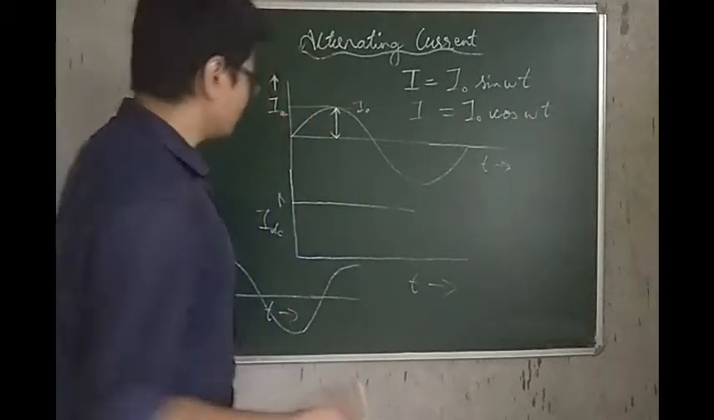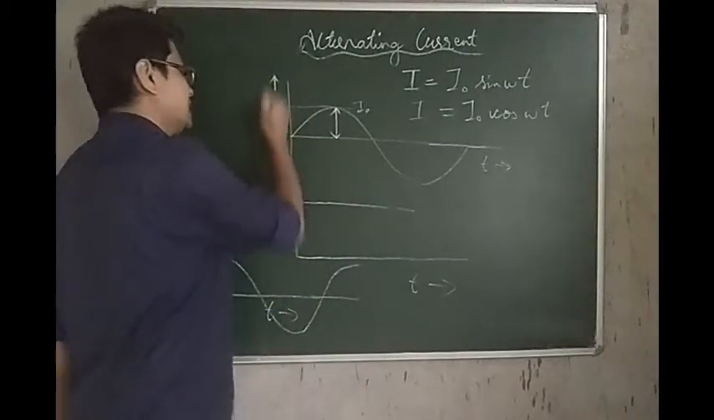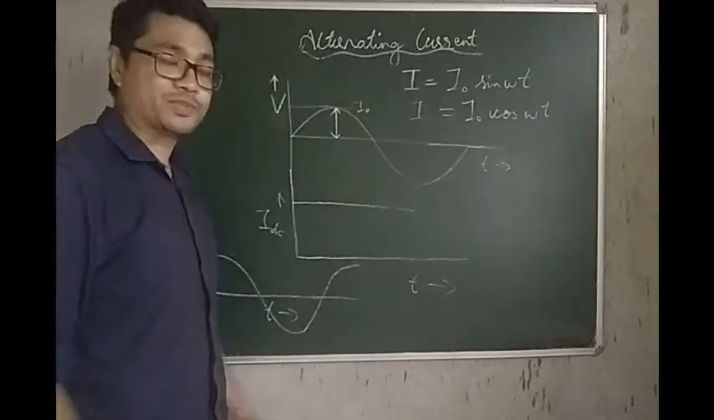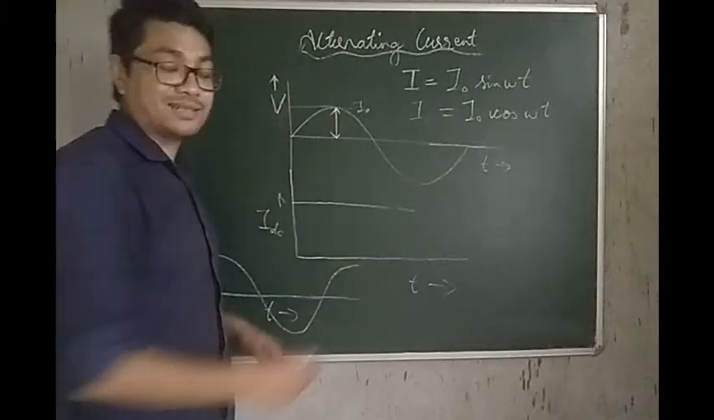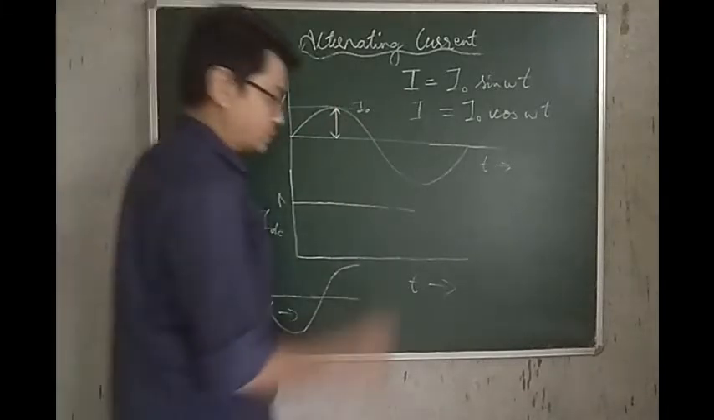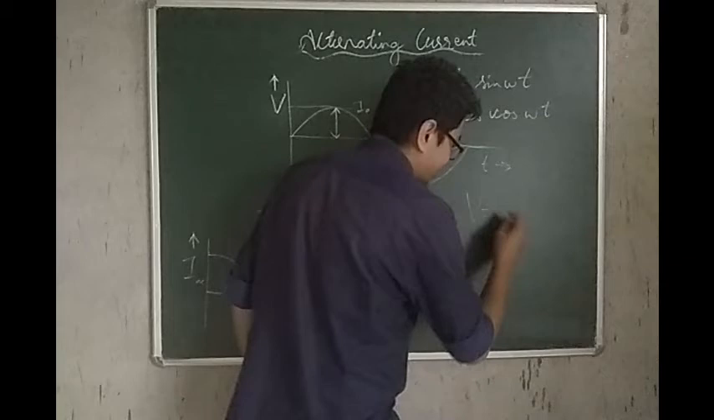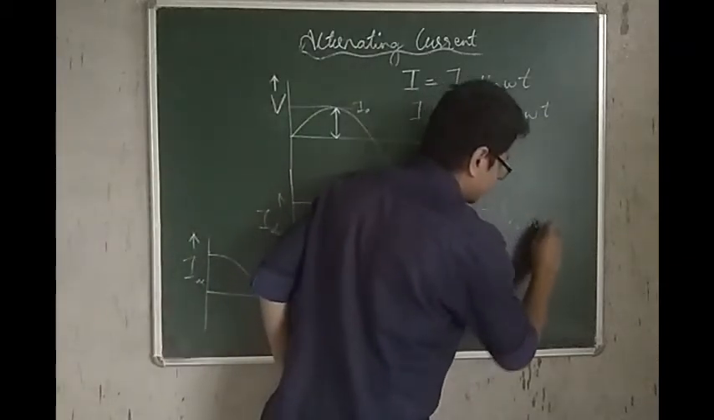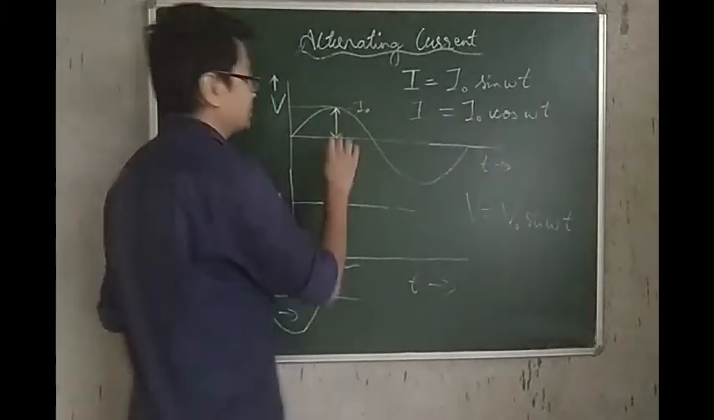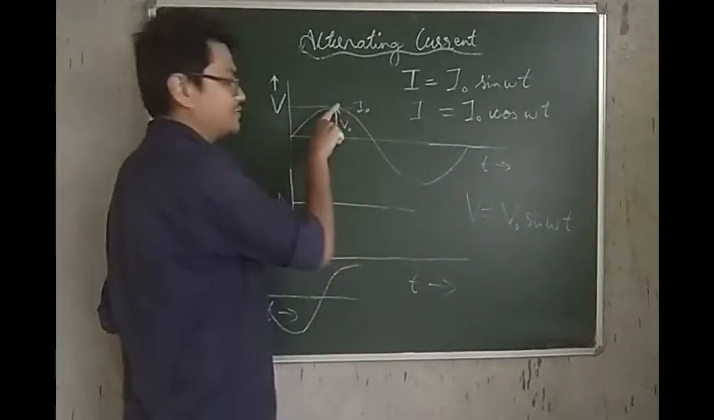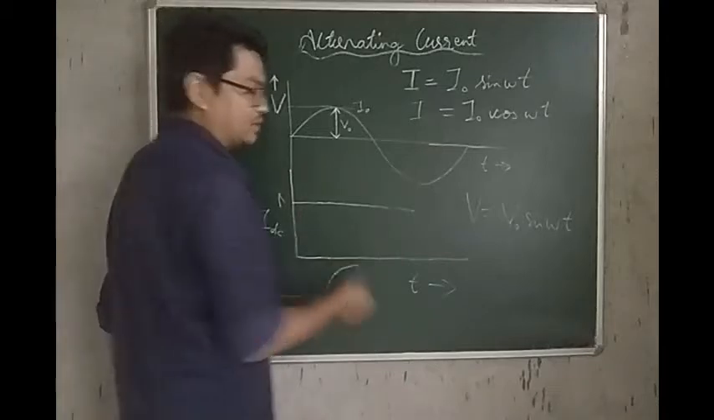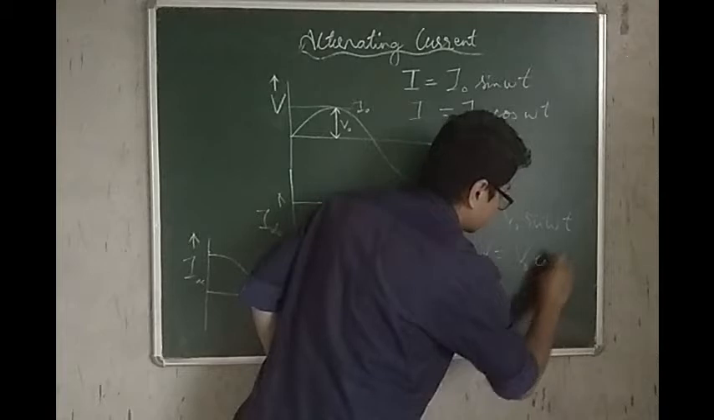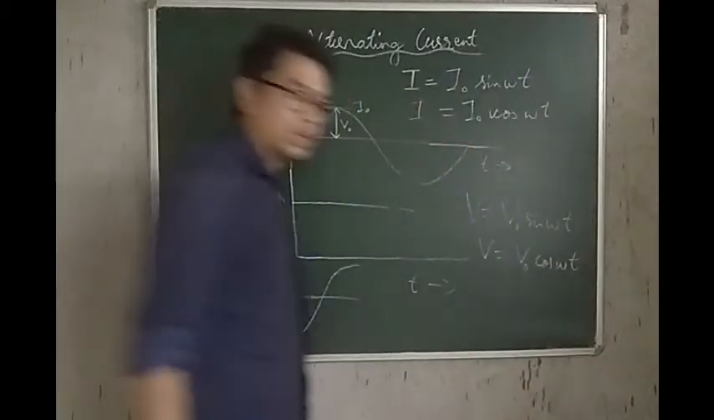Now, if we were to plot the graph of the alternating voltage with respect to time, then we would have the exact same graph for alternating voltage too. So the instantaneous value of the alternating voltage is V naught sine omega t, where V naught, of course, is the peak value, the amplitude of the wave. It is also represented by a cos wave, so to say V is V naught cos omega t.